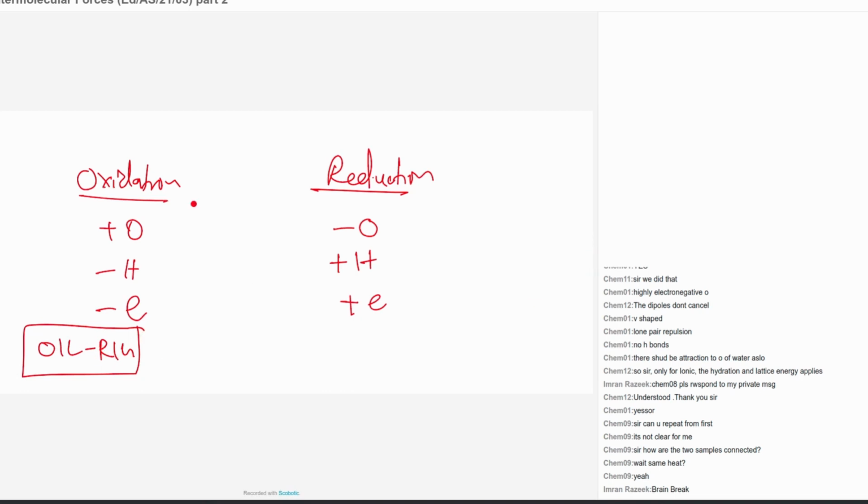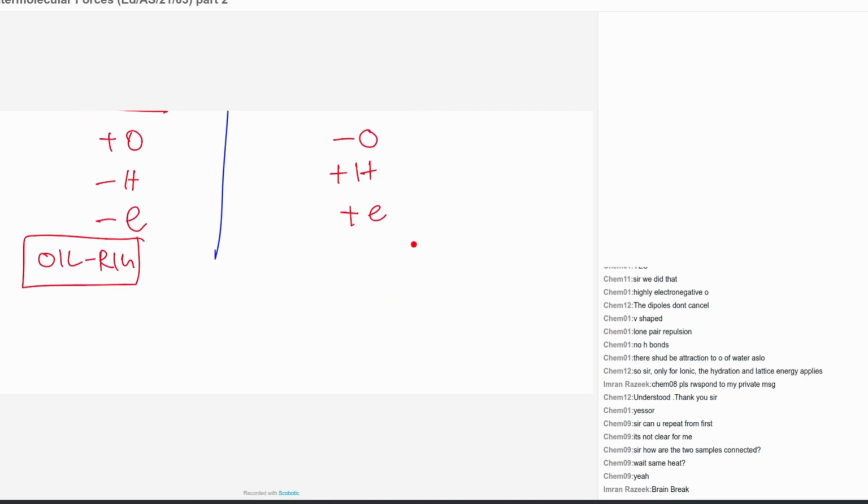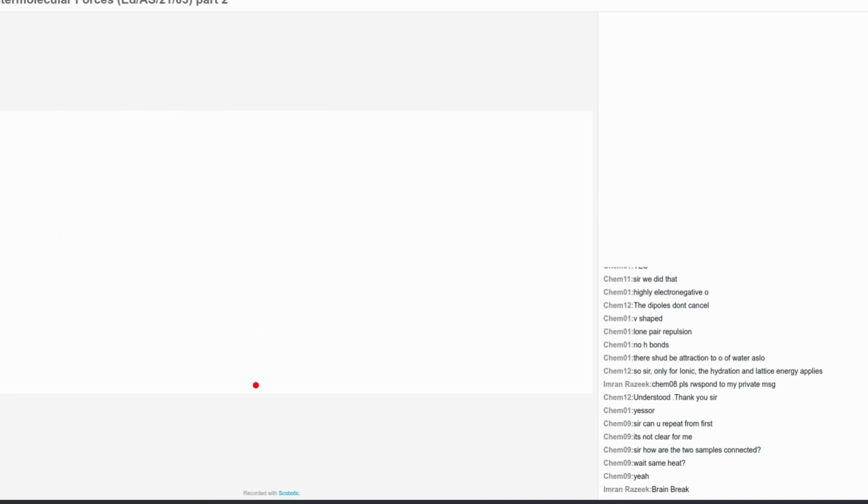Now, these three definitions you have already heard from your O levels. Now, the fourth definition of oxidation and reduction is based on the oxidation numbers. Now, what is oxidation number? Oxidation number is defined as the combining power of an element in a compound. The combining power of an element in a compound.